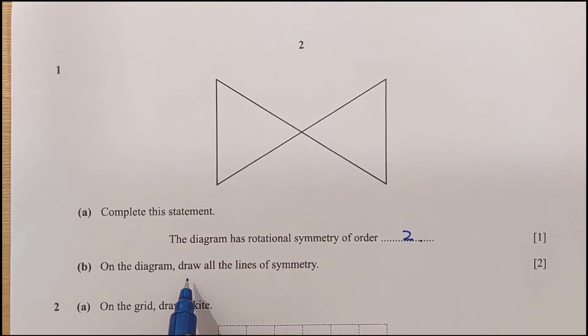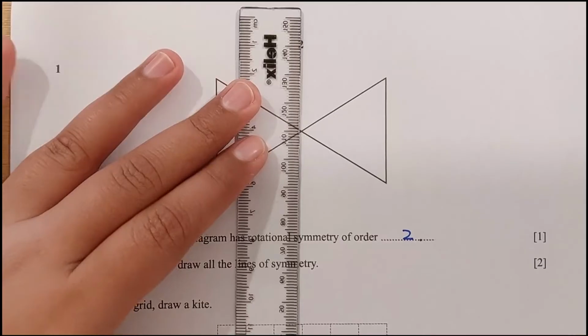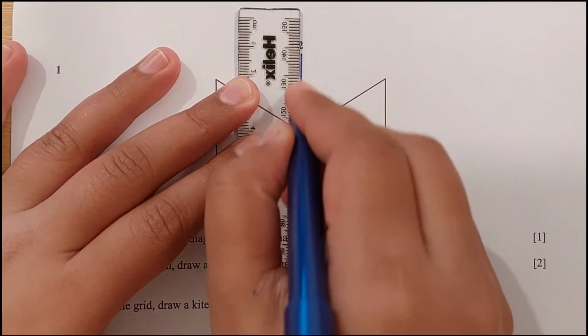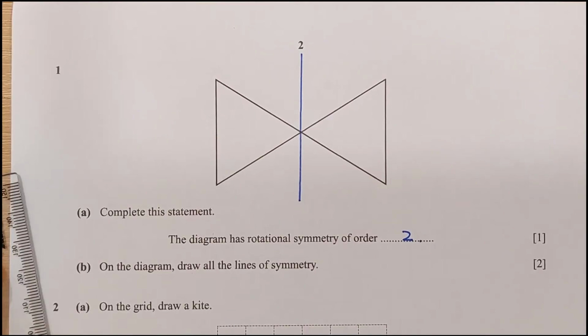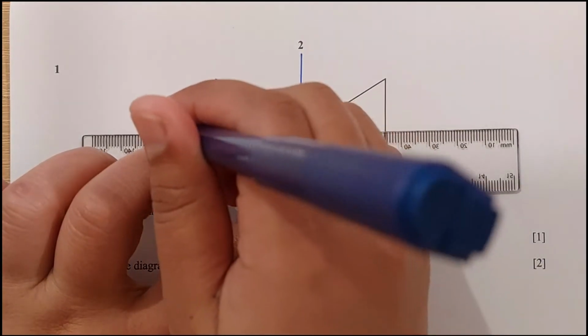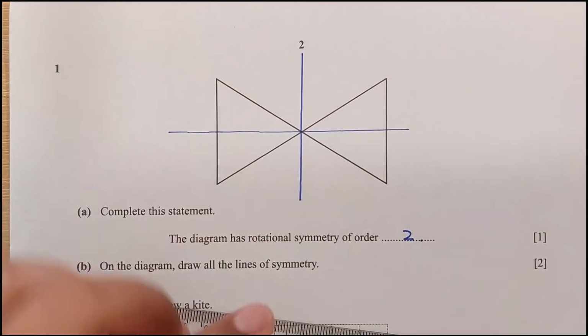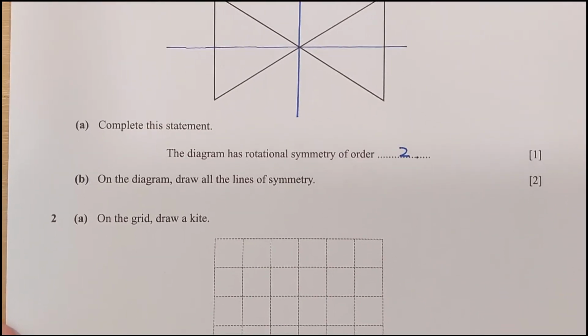On the diagram, draw all lines of symmetries. Okay, so if I draw this line, a vertical line, as you can see both the sides are identical, so it has a vertical line of symmetry. And if I draw this horizontal line, both the top and the bottom is identical, so the diagram has two lines of symmetries, the vertical and the horizontal.